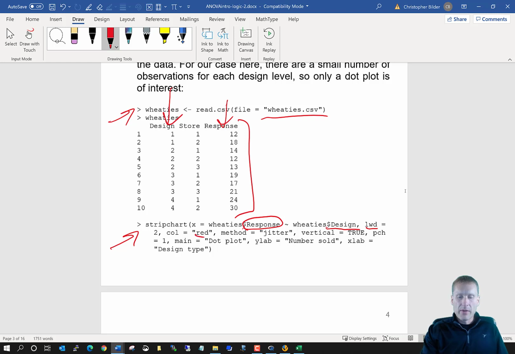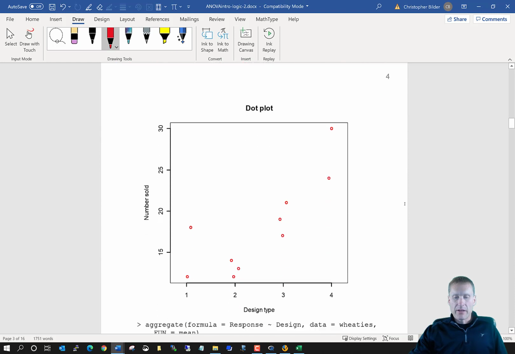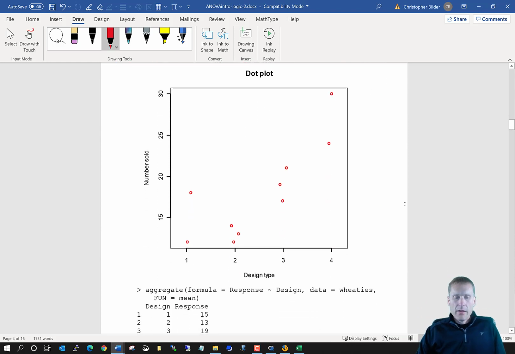They're going to be red. I'm going to jitter the points to avoid overlapping points. I'm going to draw the plots vertically. I'm going to use a plotting character of 1, which corresponds to an open circle. And then I'm going to put a title on my plot and y and x-axis labels. Okay, here's the plot then. So again, number of boxes sold.